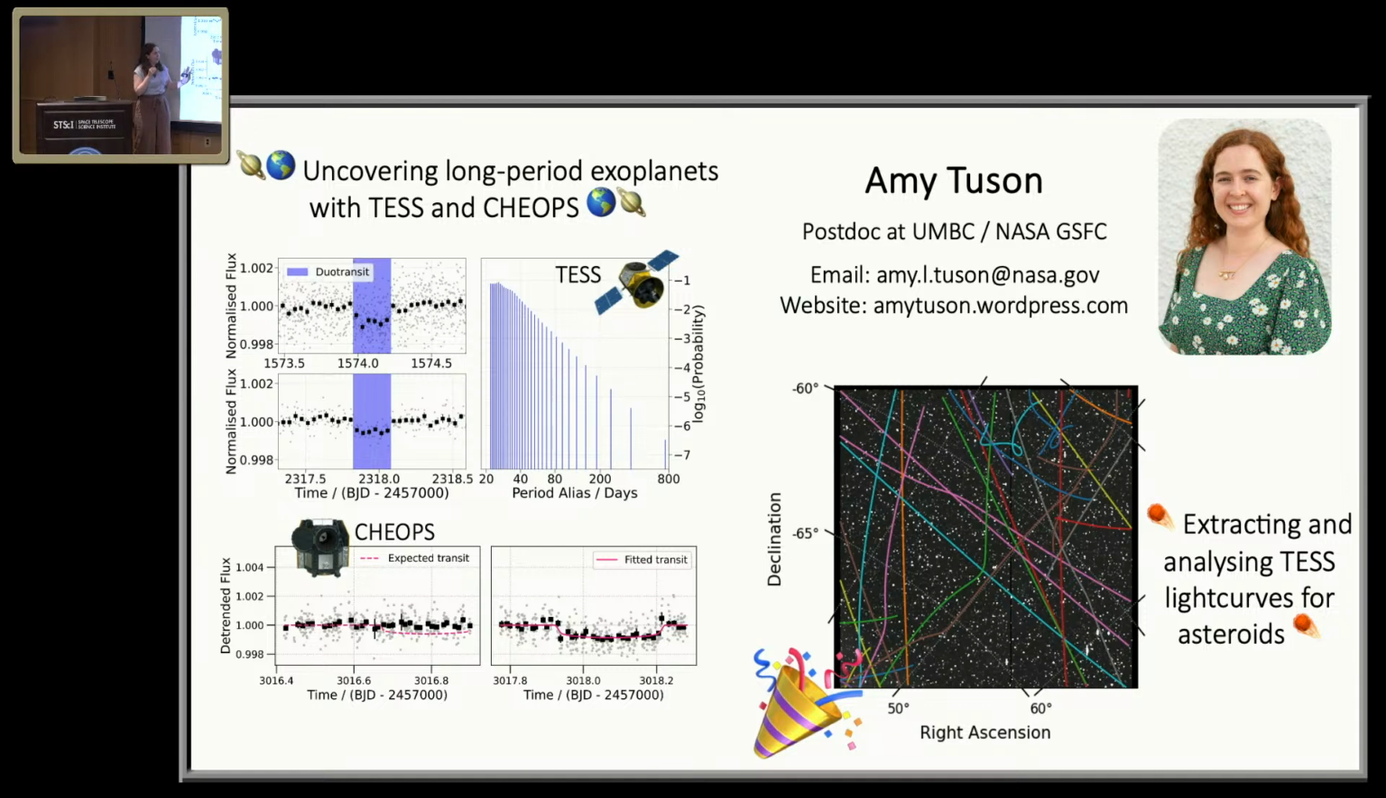Although this might look like confetti streamers across a TESS image, it's actually the trails of the asteroids that have been observed during this sector. So we're going to have lots and lots of asteroid light curves coming soon. So please come chat to me about anything data analysis, pipeline development, exoplanets, asteroids. Thank you.